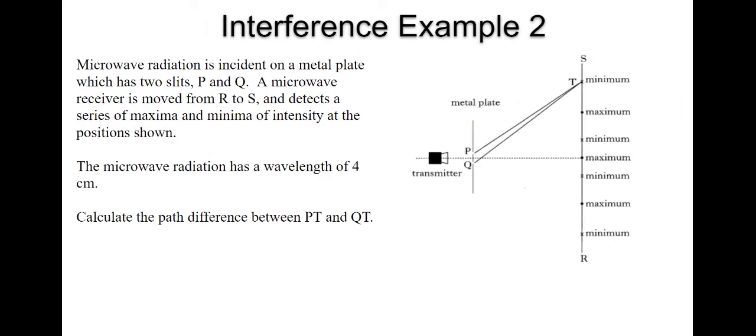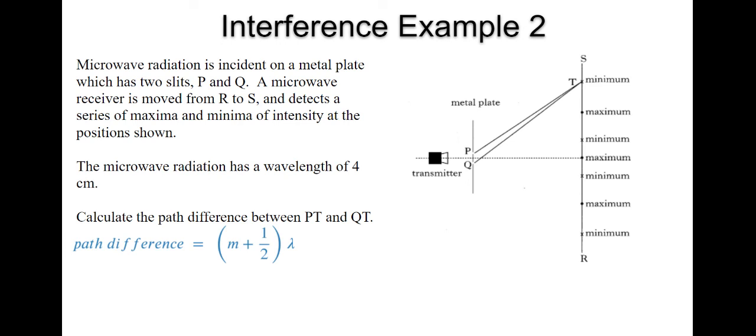Here's another. Microwave radiation is incident on a metal plate, which has 2 slits, P and Q. A microwave receiver is moved from R to S and detects a series of maxima and minima of intensity at the positions shown. The microwave radiation has a wavelength of 4 centimeters. Calculate the path difference between PT and QT. So here we're trying to work out the path difference. And we can see that at T we have a minima. So therefore, the formula that we're going to use is path difference equals (m plus a half) lambda, because one wave is half a wave out of step from the other.